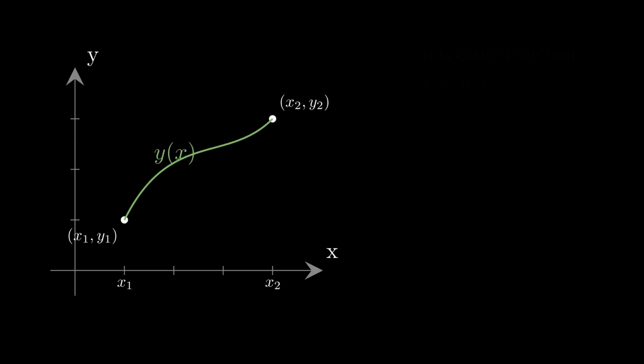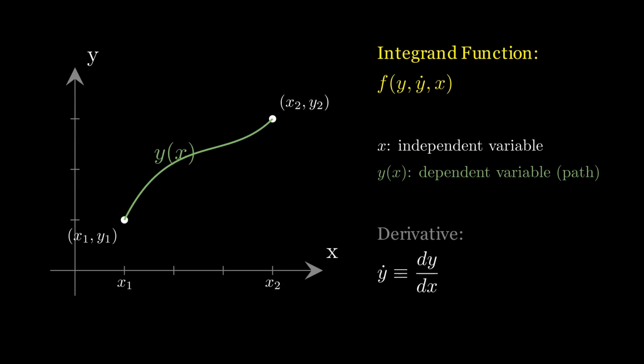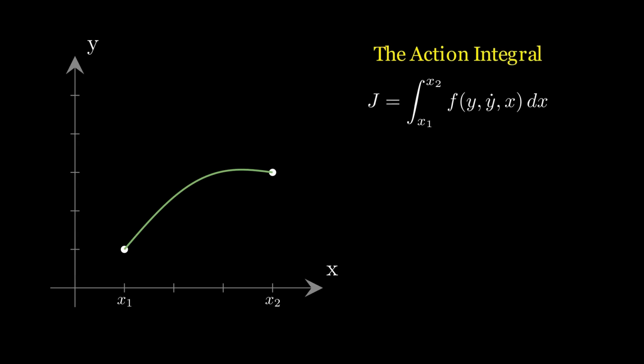To develop this machinery, let us temporarily abstract away from the physics and consider the problem in essentially one-dimensional mathematical form. Suppose we have a function f of y, y dot, and x. Here x is an independent variable and y is a dependent variable, forming a path y of x between two values x1 and x2. The quantity y dot represents the derivative of y with respect to x. We wish to find a particular path y of x such that the line integral J of a function between x1 and x2 is defined as this.